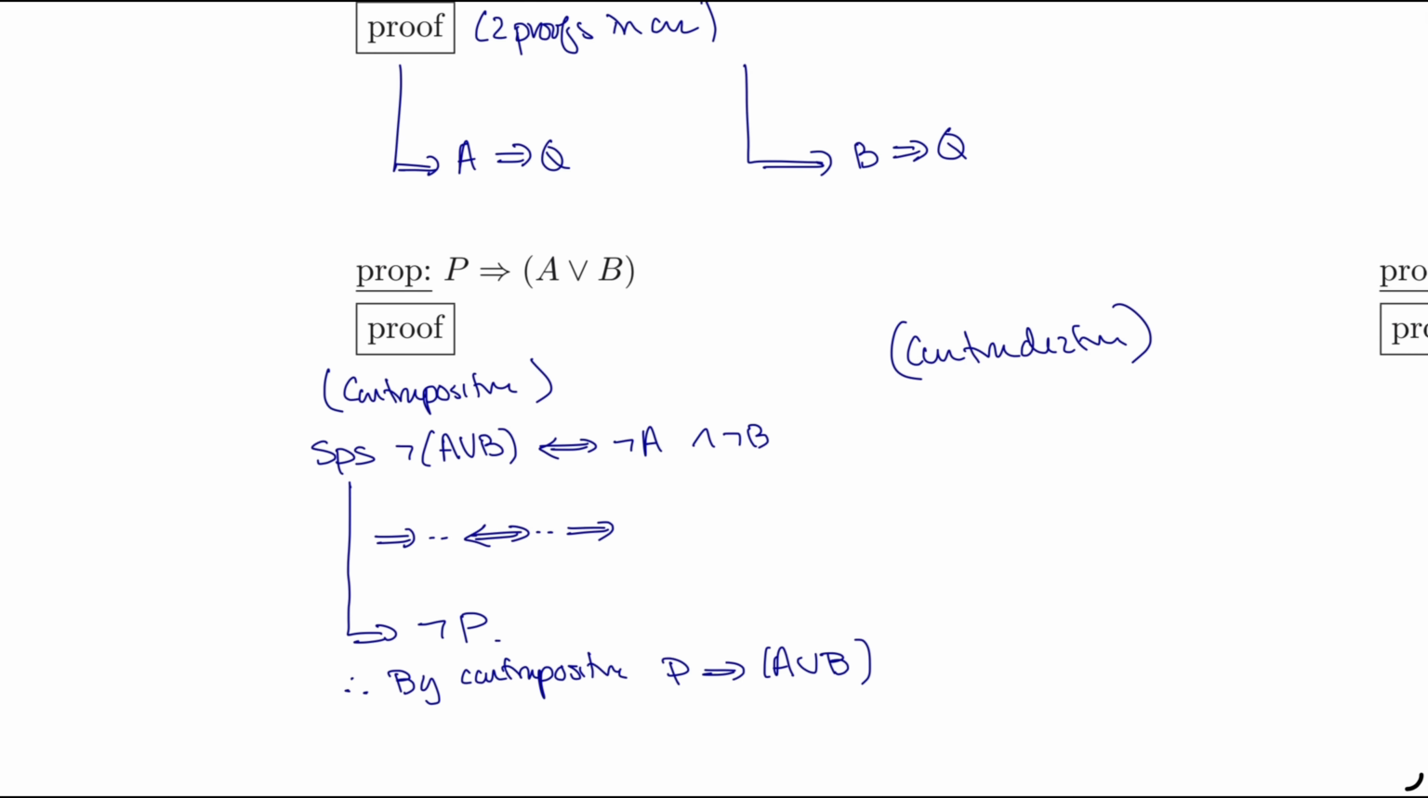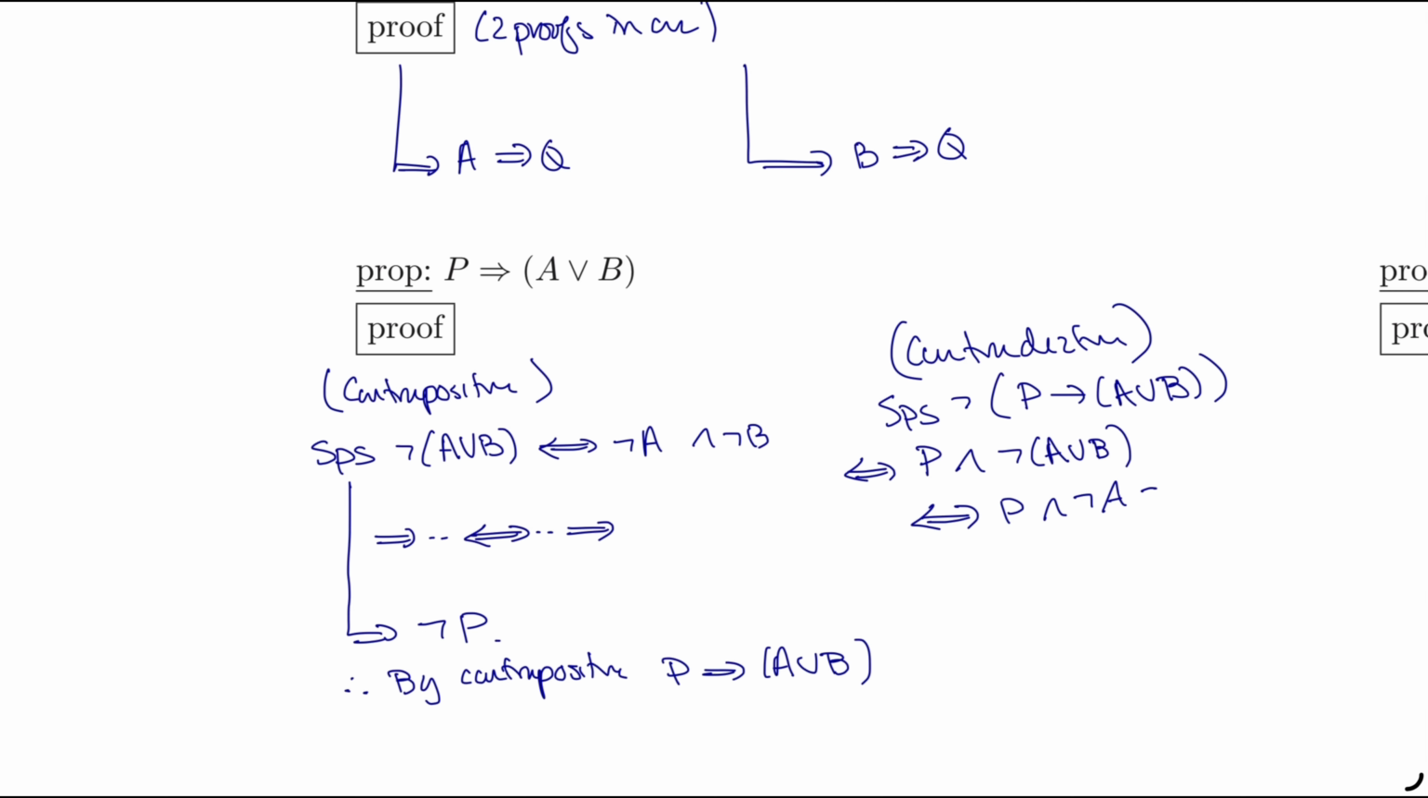So for contradiction, I'm going to suppose not (P implies A or B). Okay? And so that is the supposition P and the negation of A or B, which is the same as P and not A and not B.